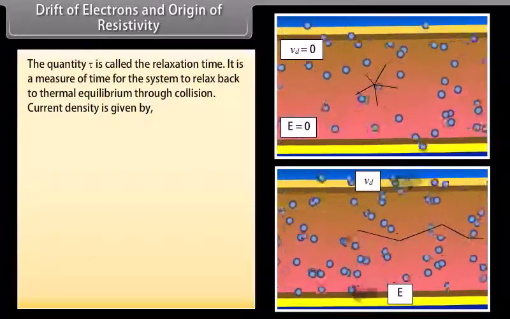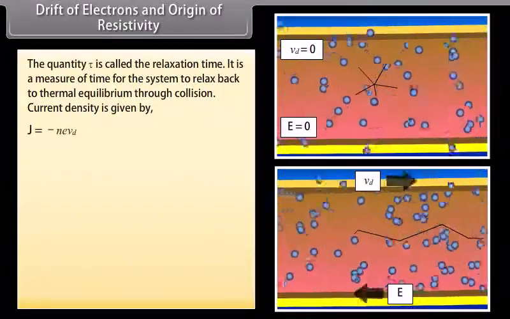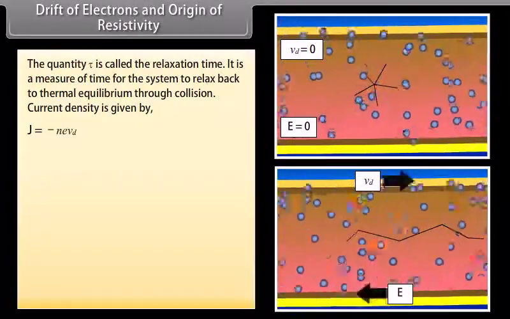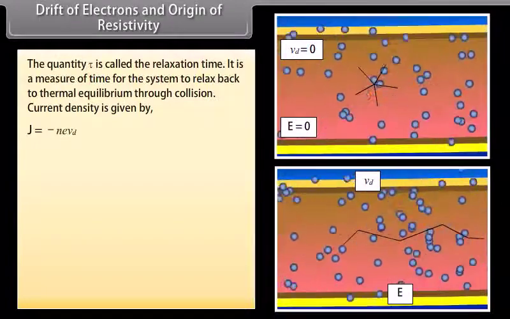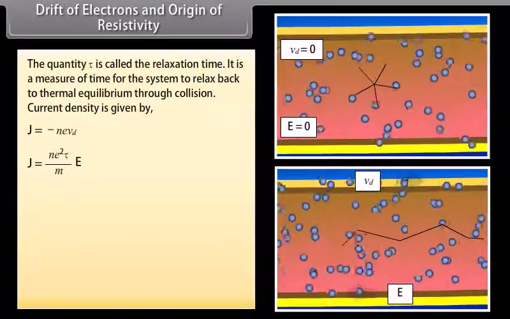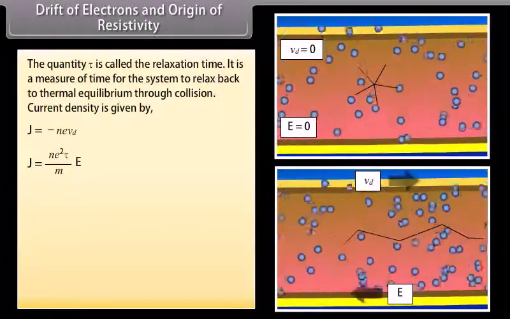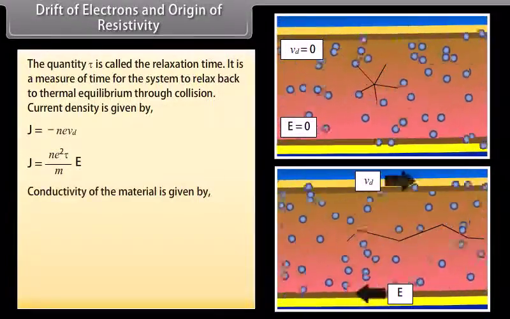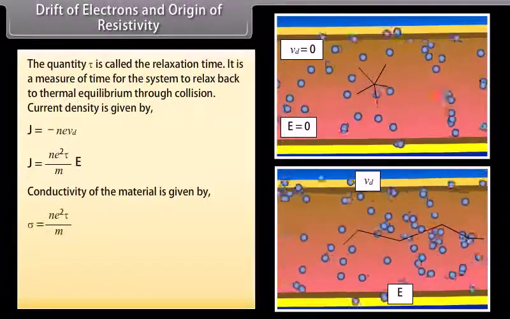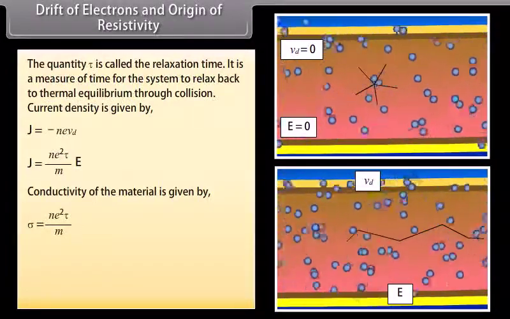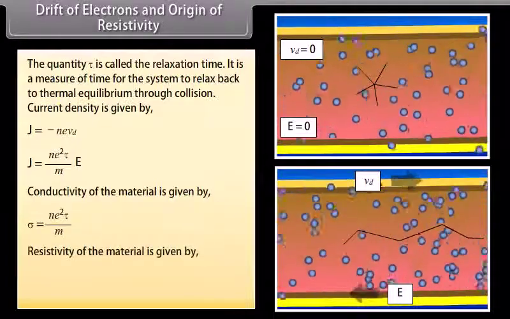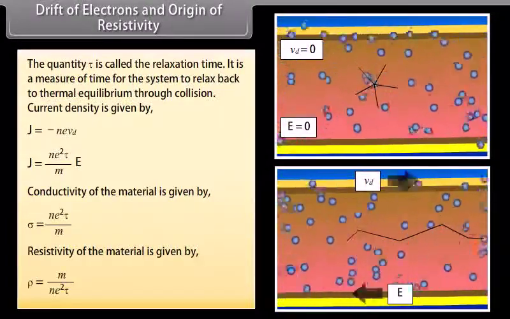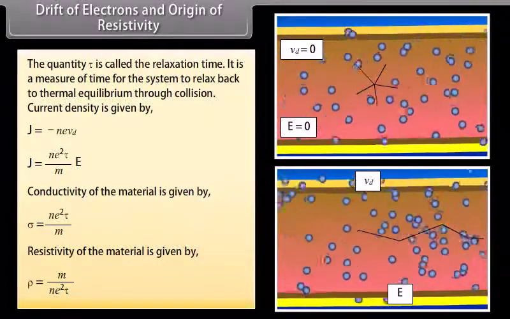Current density is given by J is equal to minus neVd. Putting the value of Vd in the above equation, we get J is equal to ne square tau upon m multiplied by E. Hence, conductivity of the material is given by sigma is equal to ne square tau upon m, and resistivity of the material is given by rho is equal to m upon the product of n, e square and tau.